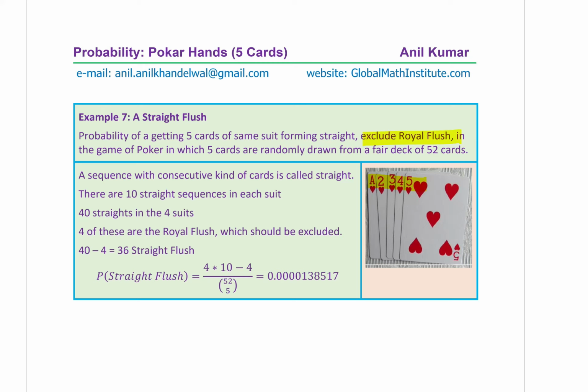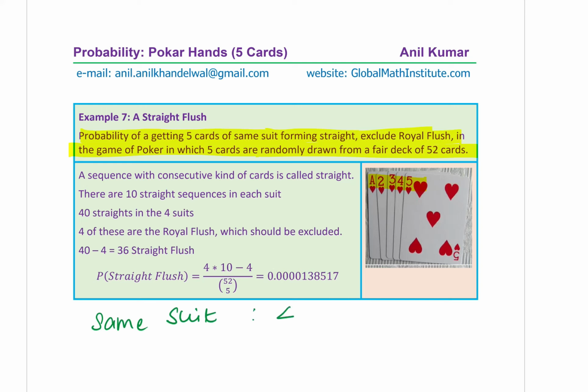So now the question is, what is the probability of getting five cards of the same suit forming a straight, excluding royal flush, in the game of poker in which five cards are randomly drawn from a fair deck of 52 cards? So we'll actually exclude those four cases from these. Well, how do we get a straight flush? Straight flush also means same suit.